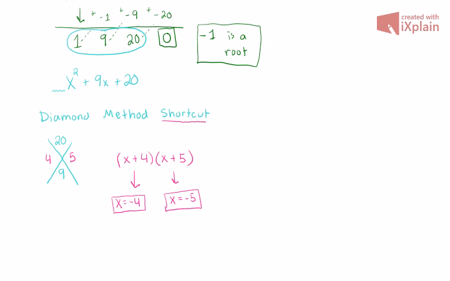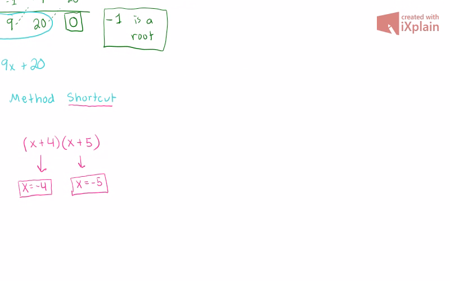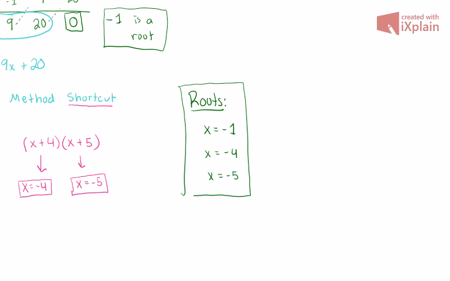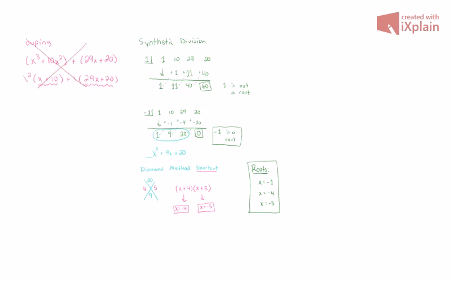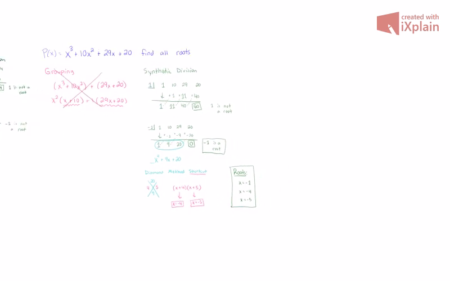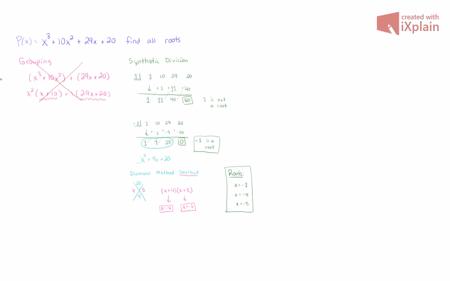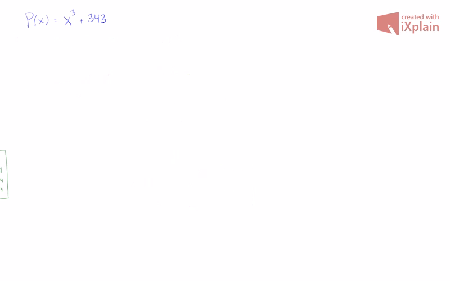And I'll list out my roots in one place. So if I put all three roots together, I have x equals negative 1, x equals negative 4, and x equals negative 5. We have three roots because our polynomial started with degree 3, and we're done. So our second example used synthetic division and then factoring, in this case using the diamond method shortcut.